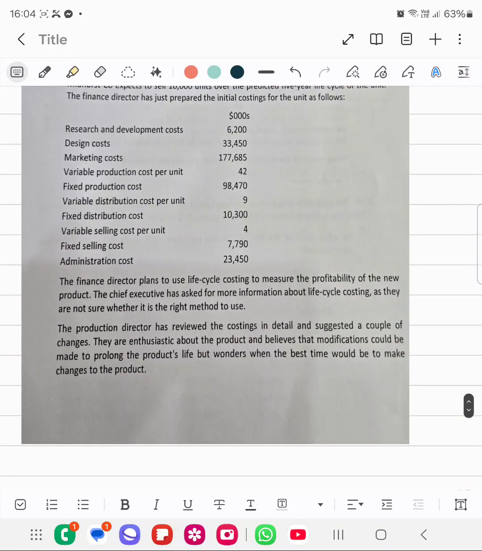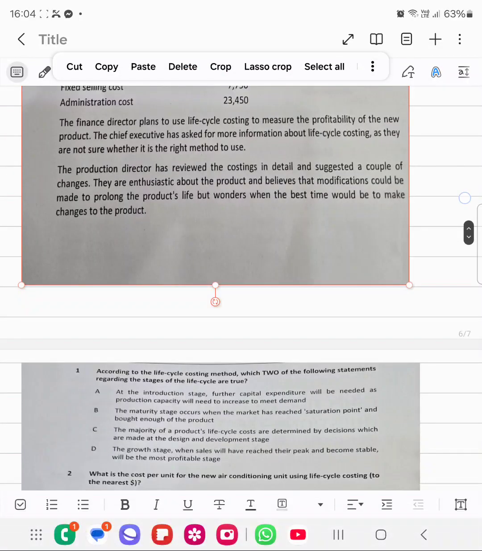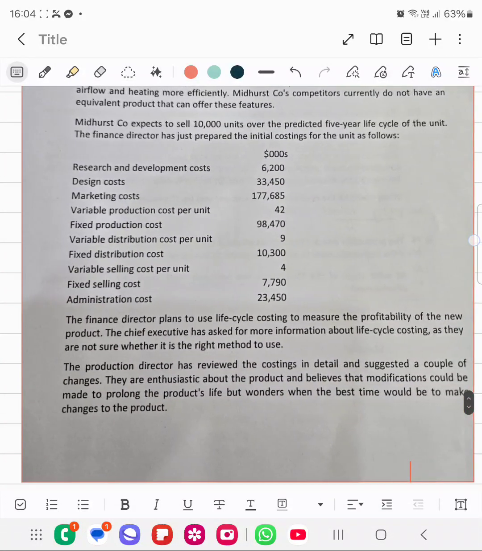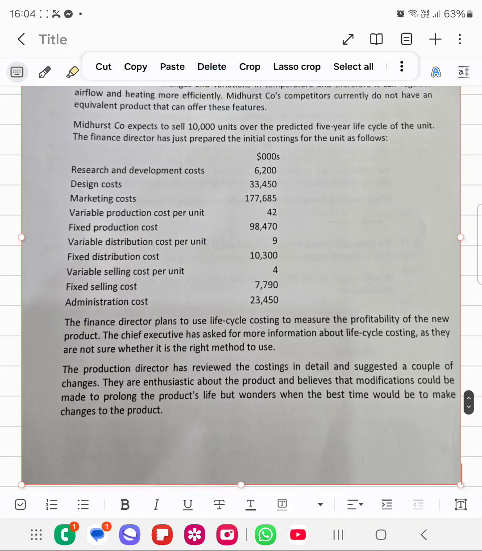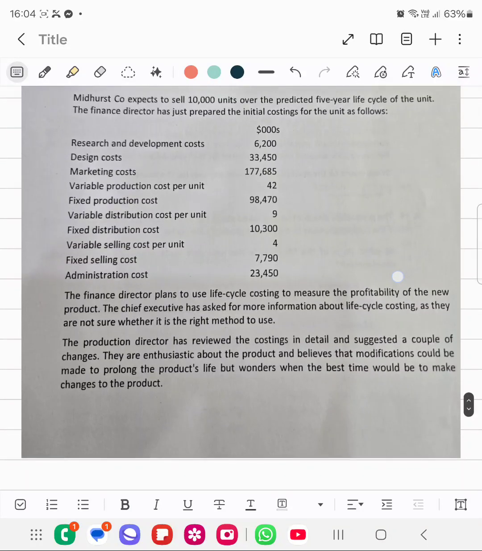Research and development costs 6,200. Design cost, sorry, let me just increase the size. So the design cost is 33,500. Marketing cost is 1,77,685. All kinds of costs have been given. Variable cost is 42 per unit. Okay, and all these costs you can read out.